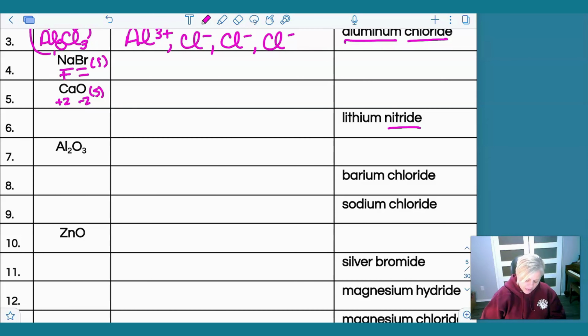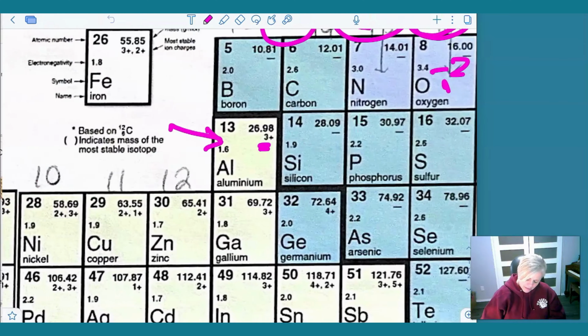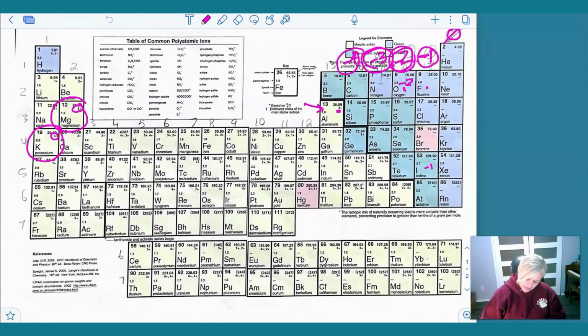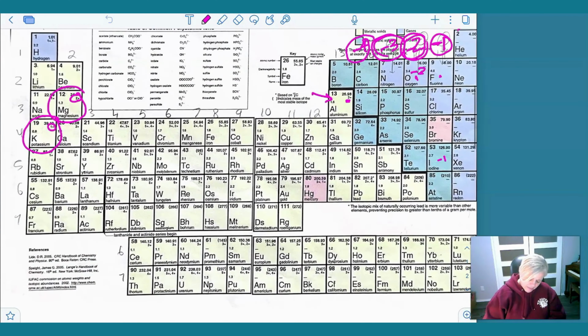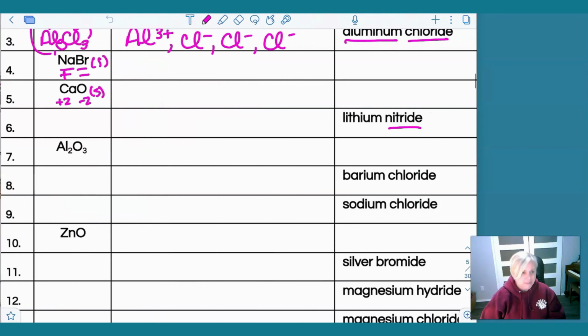So lithium, I know I'm looking up metals. So left of the staircase, finding lithium. Lithium is an alkali metal, meaning it's in group 1. Okay, right there. And nitrogen is 3 away from the noble gases. So nitrogen has a -3 charge. Lithium will have a +1 charge. So we'll work with those.